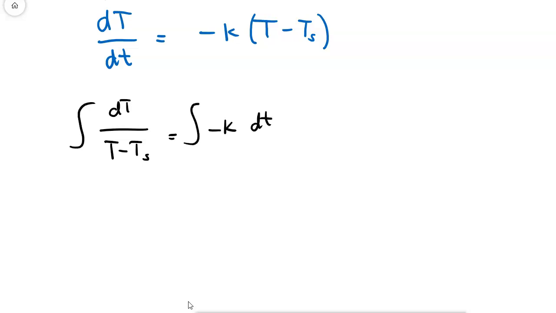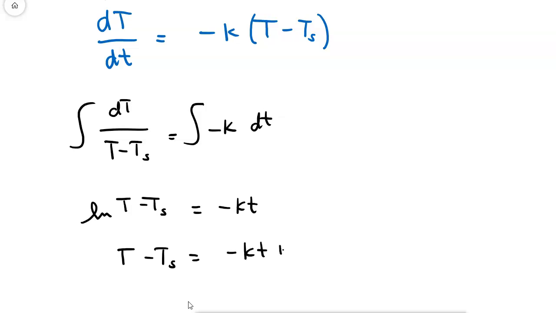When I integrate both sides, I end up with the natural log of T minus T sub s. I'm assuming cooling in this case, so I'm not going to put absolute values, because the temperature of the object that's cooling will be warmer than, or in the very worst case, equal to, the temperature of the surrounding environment. Over here, I get negative kt, e to both sides, and I get T minus T sub s equals e to the negative kt plus a constant, right?